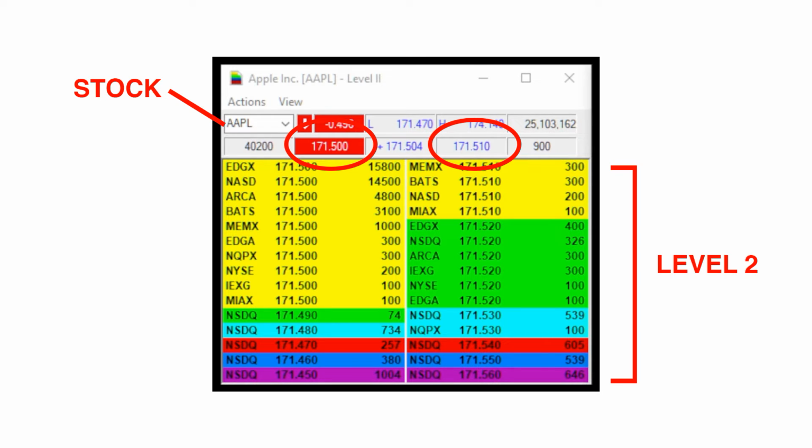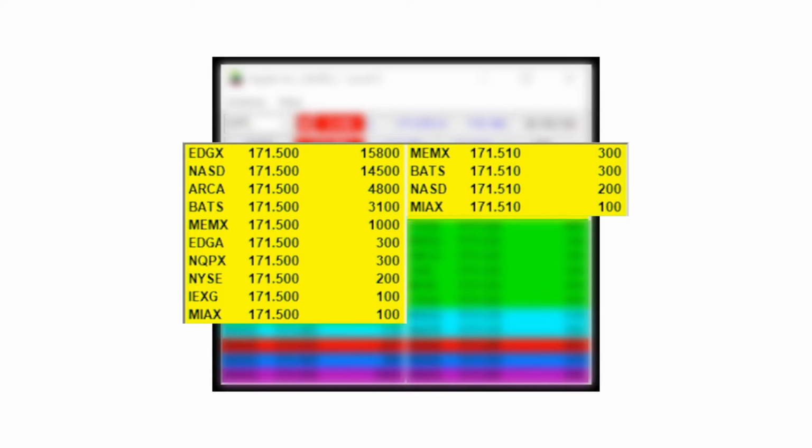Below that is the level 2, which goes into more detail of these orders. The left side always displays the bid, and the right side always displays the ask. You can see all the different exchanges these orders are coming from. Notice how the same price can be coming from a variety of exchanges, ordered by the quantity of shares. And know that these orders are not individual orders, but they are bundled up.